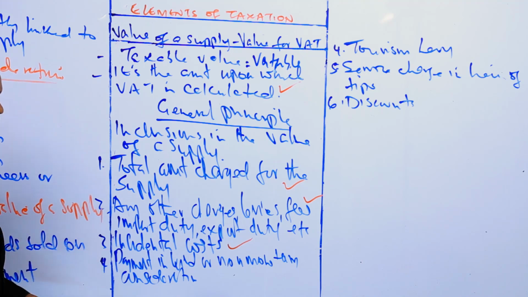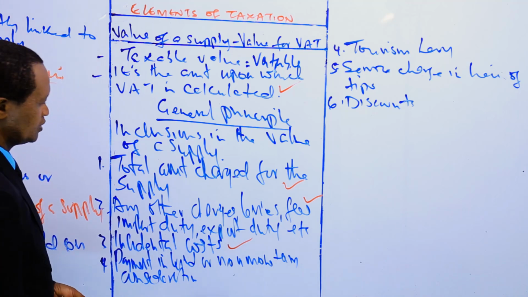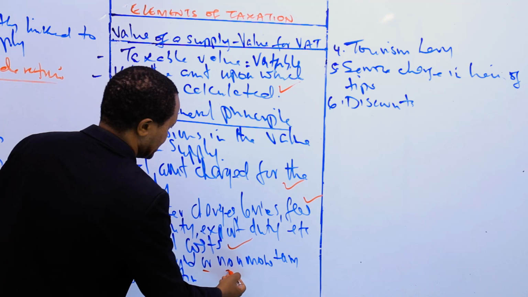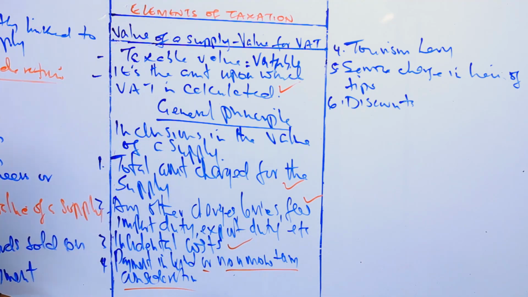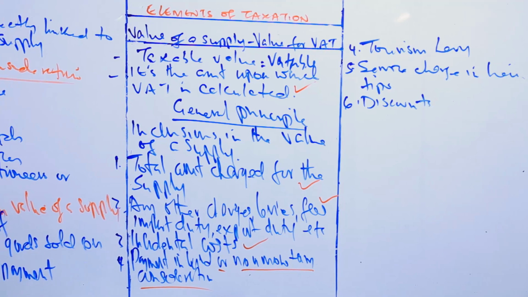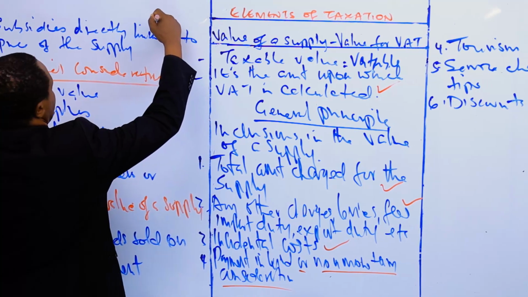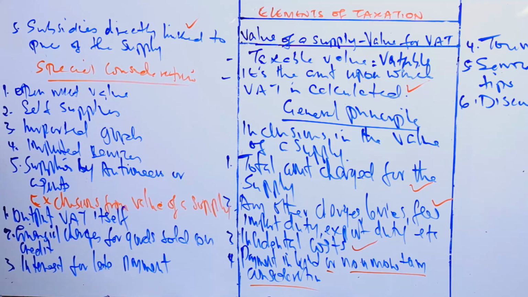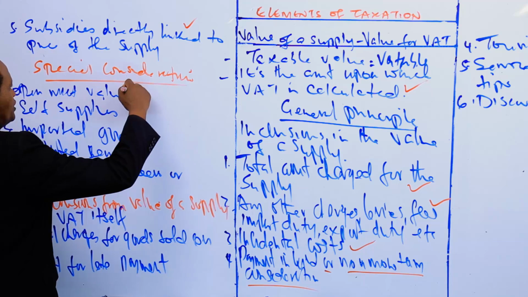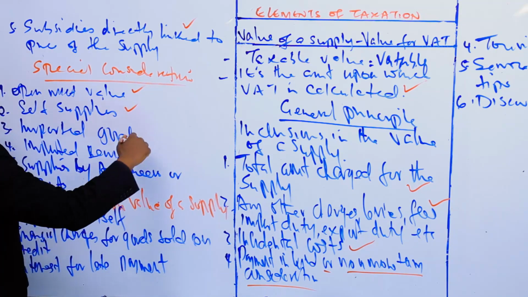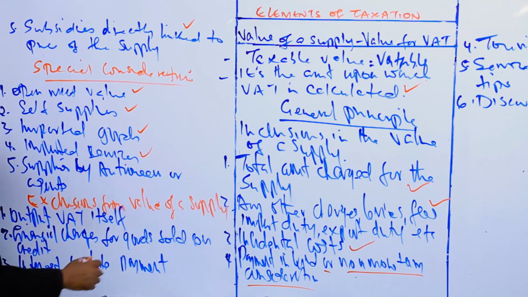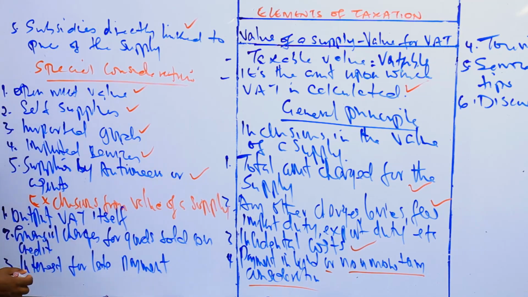Then number 4, we have payment in kind. This is payment in kind, or non-monetary consideration, is also part of the VATable value. Then subsidies directly linked to the price of a supply must also be included in the VATable value. We've also explained, candidates, some special considerations in relation to open market value, the self-supplies, imported goods. We also have imported services and supplies by auctioneers or agents. Then lastly, we've highlighted the exclusions from value of a supply.